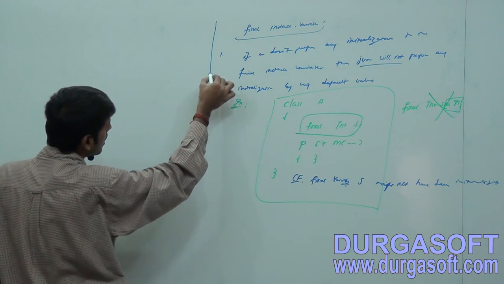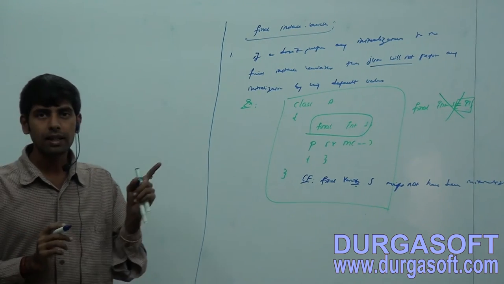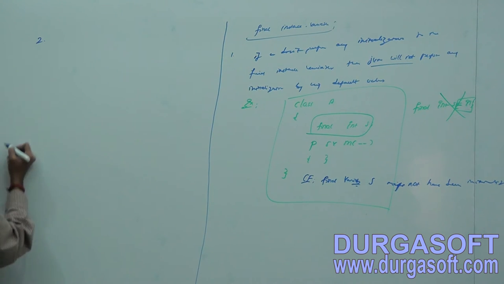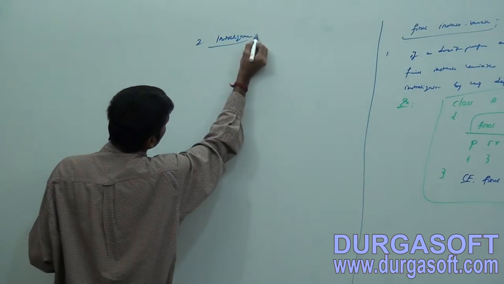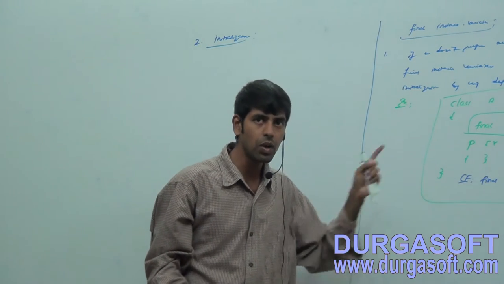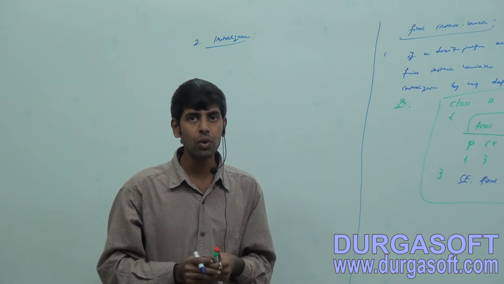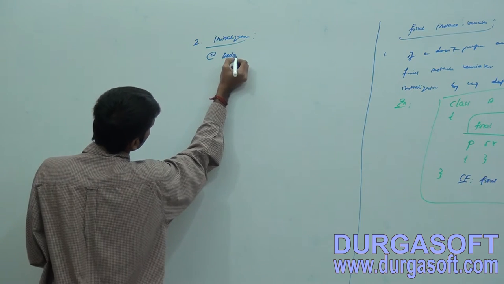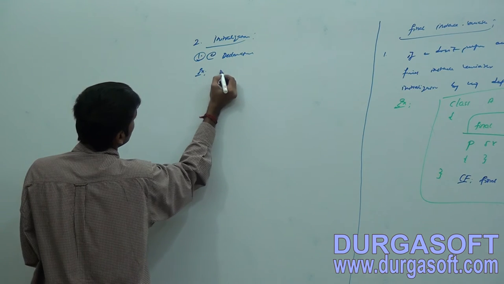And we have discussed one more thing with respect to initialization. What did we discuss? We can perform initialization to final variables at three areas. What are those? Number one, at the time of declaration.